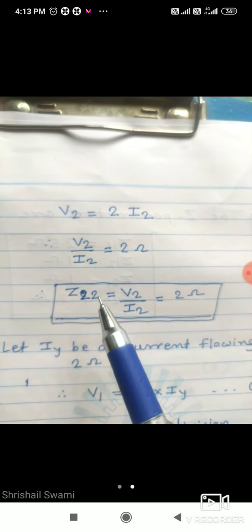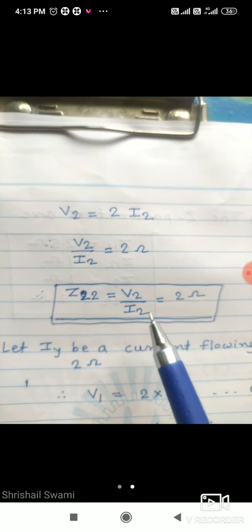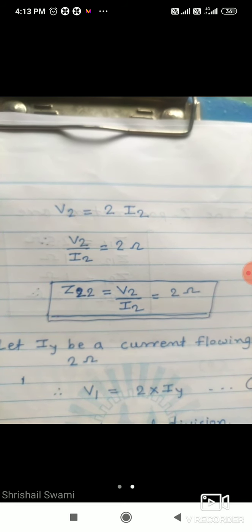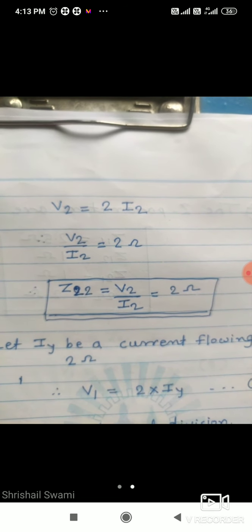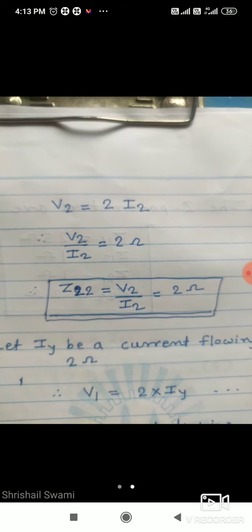So Z22 is equal to V2 upon I2, which is equal to 2 ohm. Have you understood? So simply find out the equivalent impedance. It depends on the port variables, from which side they are present.